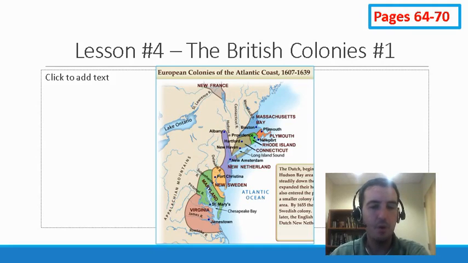This lesson is going to focus on the southern part of this map, which is called the Chesapeake region. That's going to be primarily Virginia and Maryland, so the green and red sections that you see at the bottom. But really primarily more than Maryland, we're going to look at Virginia.